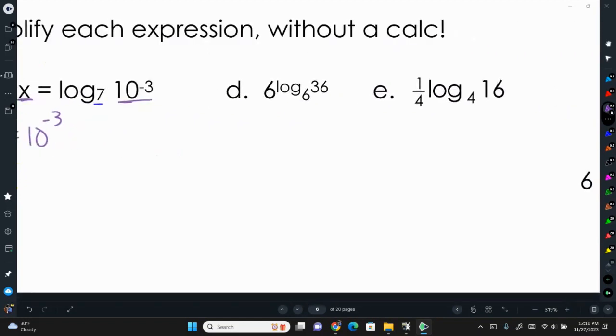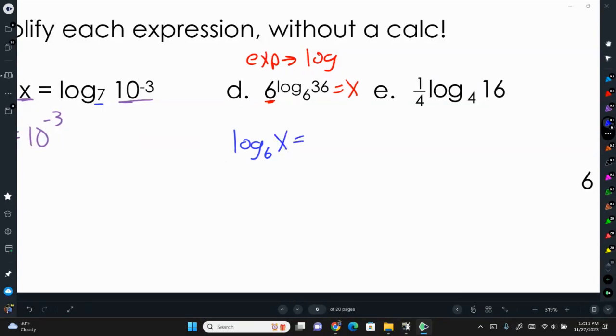Now, letter D, we have 6 raised to the log base 6 of 36th power. So it is an exponential function because we have a number being raised to a power. So exponential, we're going to go to log. So set this equal to x. So then we're going to switch this to a log. So log base 6 of x equals my exponent, which is log base 6 of 36. Well, now that the bases are the same, base 6, that means x has to equal 36.